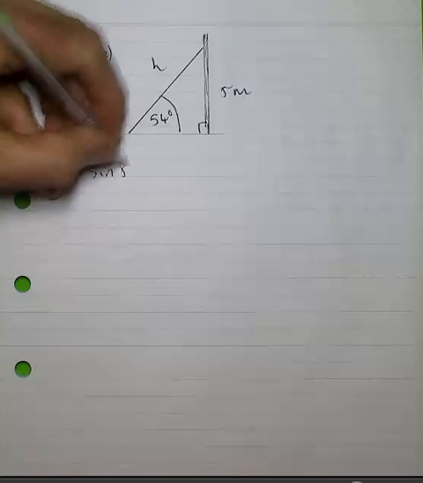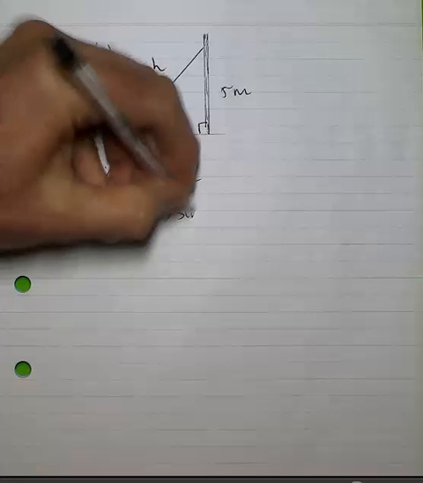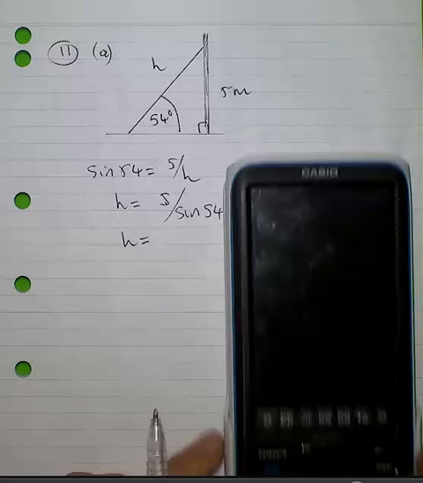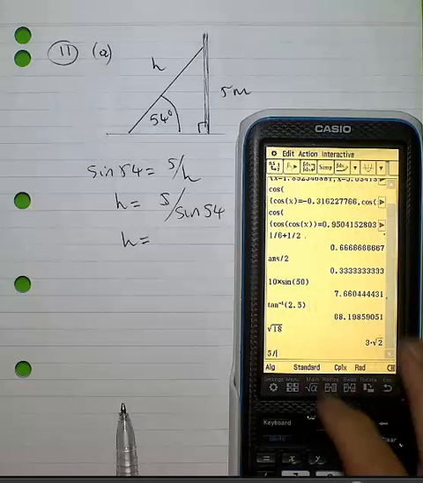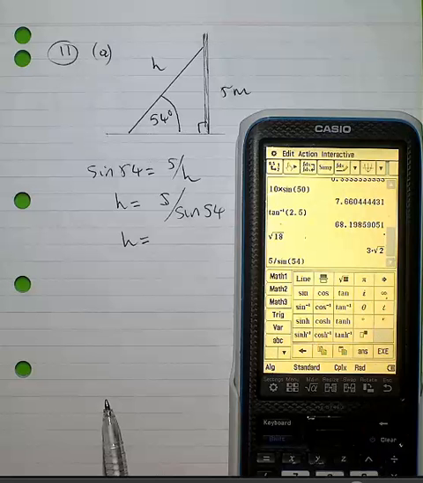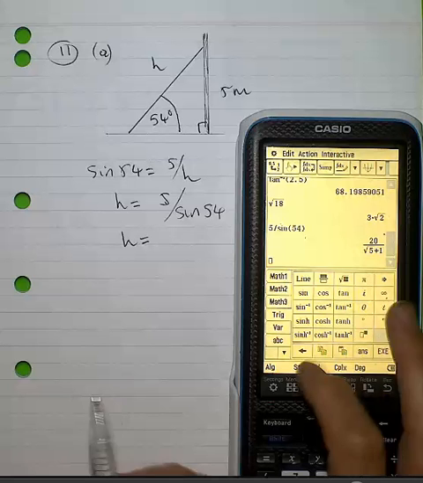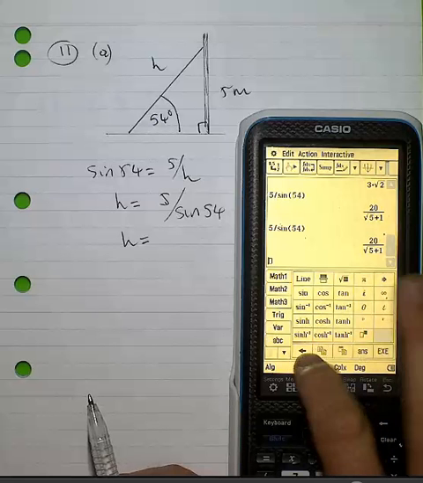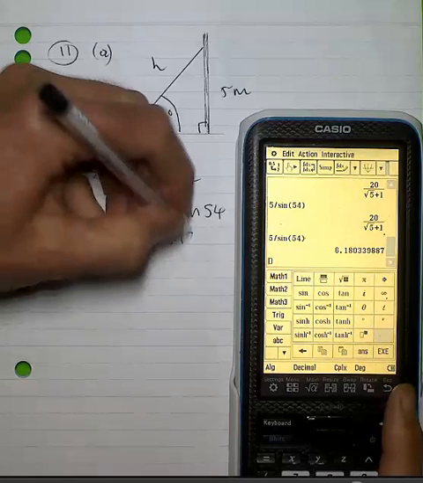It's the sine ratio, so sine of 54 is equal to 5 over h, or h is equal to 5 divided by sine of 54. Now, using my calculator for that, the keyboard will bring up the sine. Make sure you're in degrees. And you can see there, I don't want a standard answer in this instance. I end up with 6.18 metres.